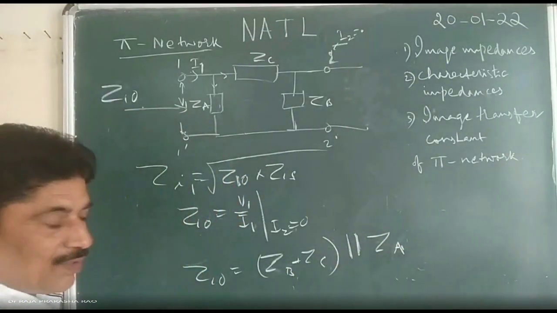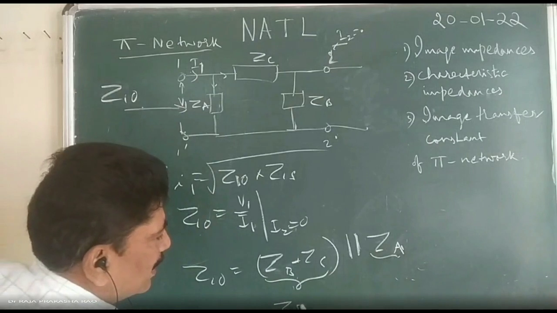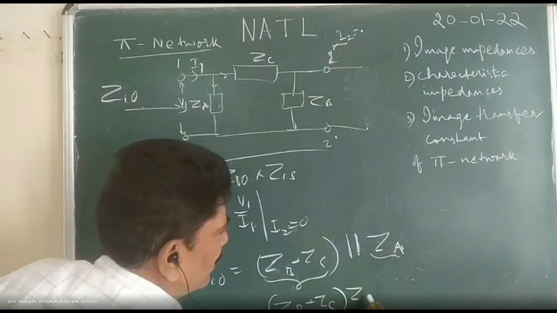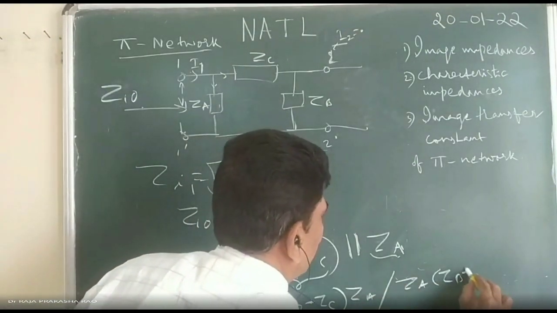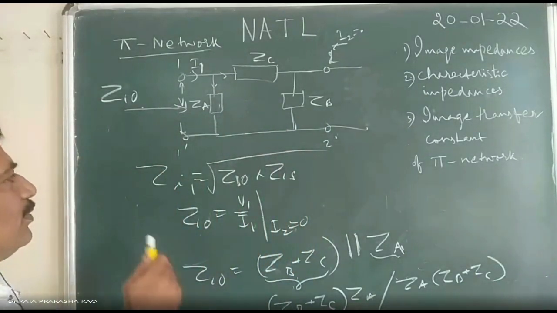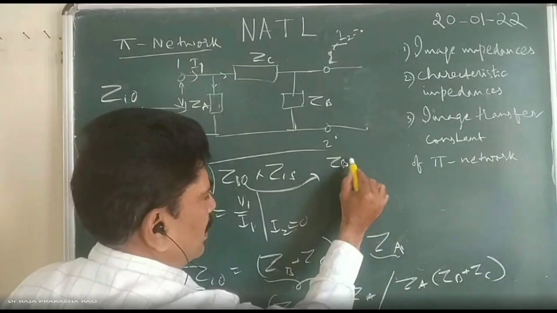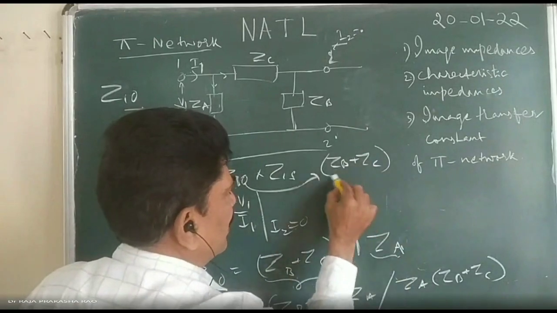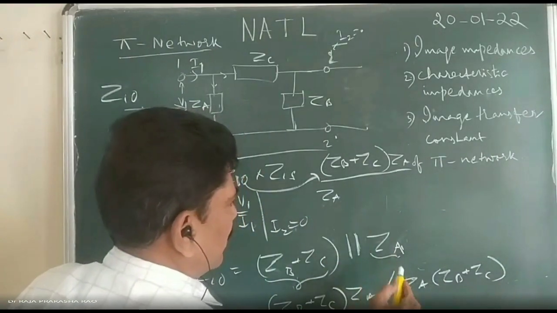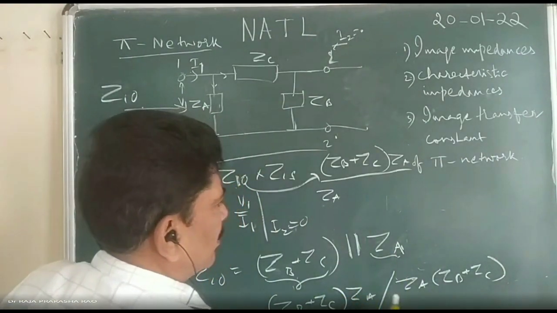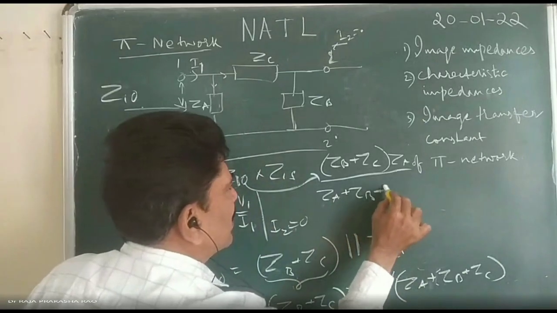In that we find Z10, which is equal to this term into this term divided by the total. So ZB plus ZC into ZA by ZA into ZB plus ZC. So we got Z10 now. For ZA1, we got this Z10, which is equal to ZB plus ZC into ZA by ZA plus ZB plus ZC.